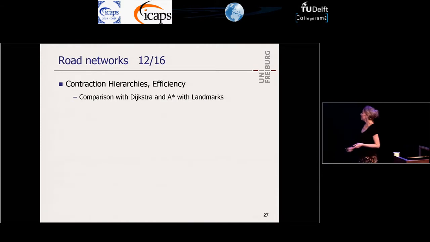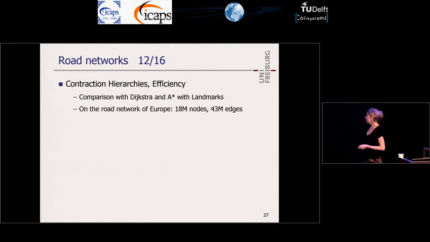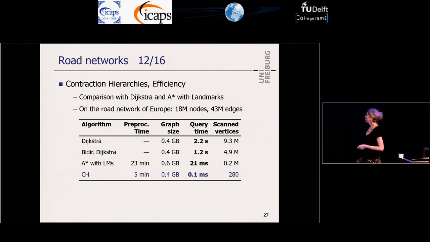So, efficiency. Let's compare it with Dijkstra and A-star with landmarks on the same network, Western Europe. So these are the same three rows as before, and that's contraction hierarchies. So this was 100 times faster, and this is yet, well, how much faster is it? It's a factor of 200, right? So 100 times, so it's 20,000 times faster than Dijkstra, 10,000 times faster than bidirectional Dijkstra.